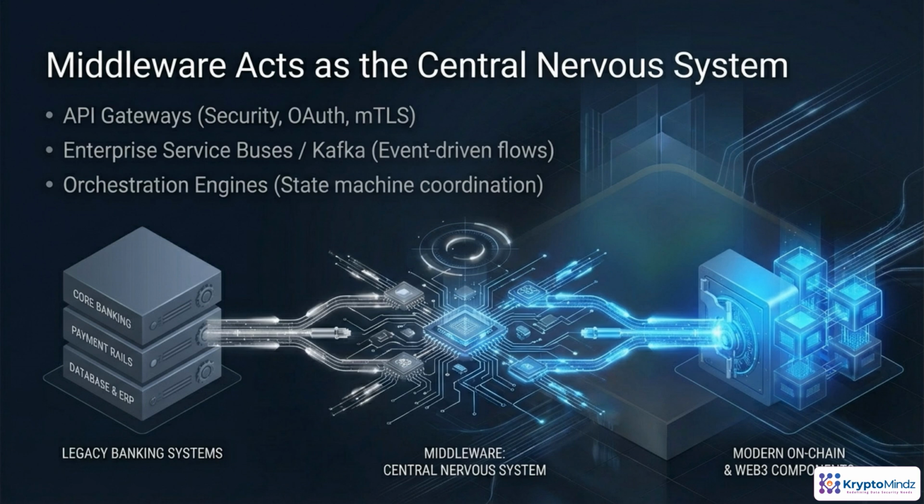Middleware becomes the central nervous system that links your legacy stack to on-chain rails. API gateways manage security and service exposure, making sure only authenticated flows reach your blockchain components. Event buses like Kafka move payment events around in near real time, so systems react to changes instead of polling. Orchestration engines then coordinate these steps into a reliable state machine, ensuring every off-chain and on-chain action happens in the right order, with clear error handling and auditability.